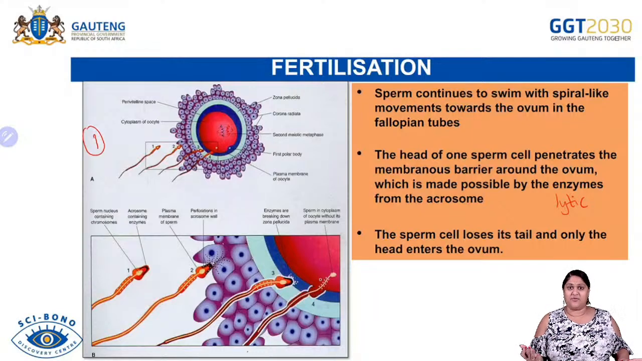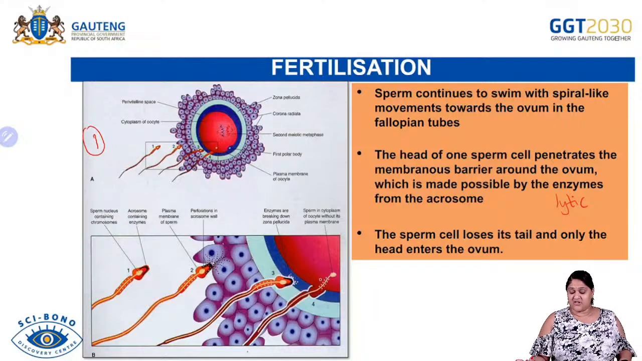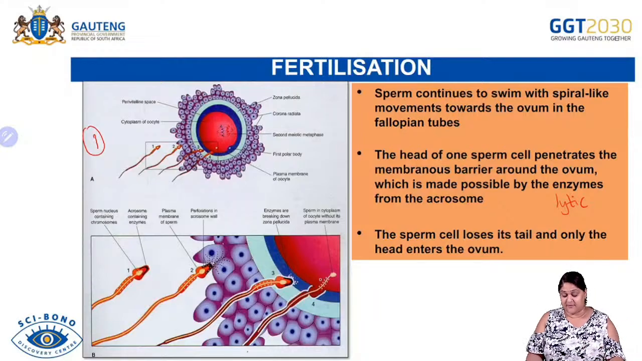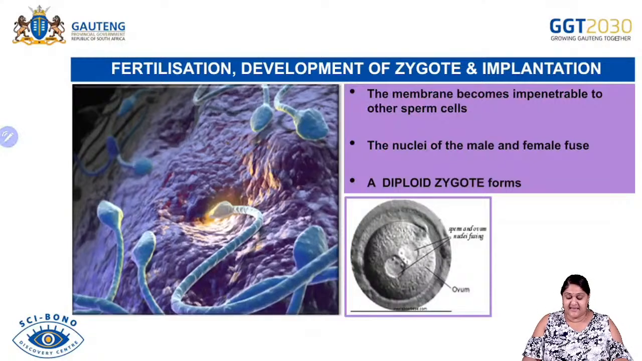Later on we're going to learn more about this when we're doing evolution towards the end of the year, where they actually speak about how you need to know that the mitochondria of the sperm is not forming part of fertilization.